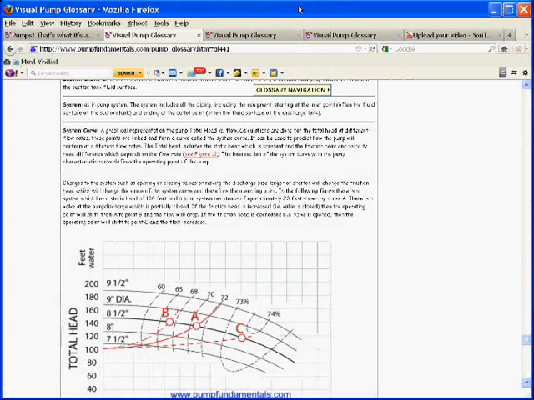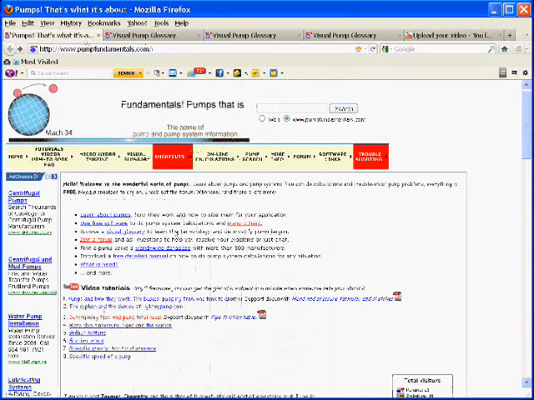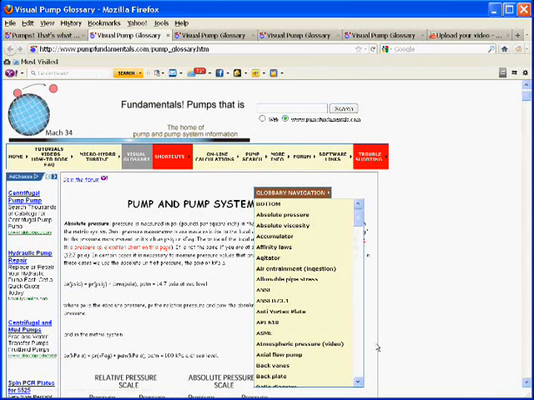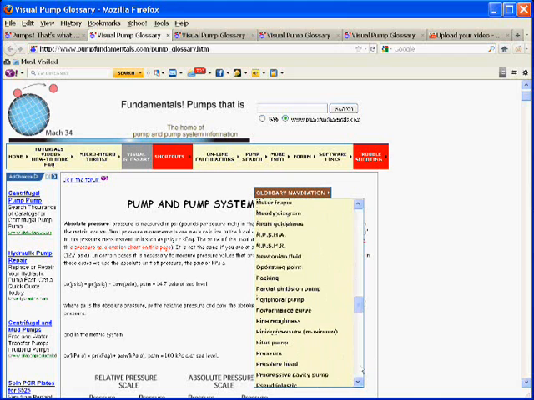Hi, I'd like to talk to you a little bit about the system curve, what it is, how you use it, maybe how come you never heard anything about it, but let me introduce you to that idea. First, let's go to my website, www.pumpfundamentals.com. Go to the visual glossary, and then in the submenu here, find system curve.